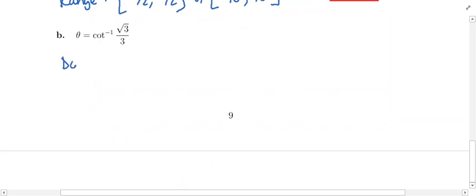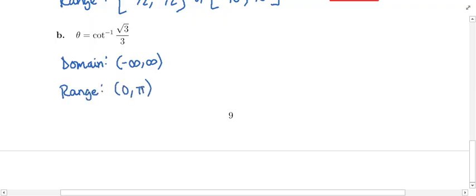So we know the domain of cotangent inverse is all real numbers, which means we can plug in anything we want. So square root of 3 over 3 is a valid input. The type of angle that is going to be returned by definition has to be between 0 and pi. So if we translate this quantity, cotangent inverse of square root of 3 over 3, this is the angle between 0 and pi.